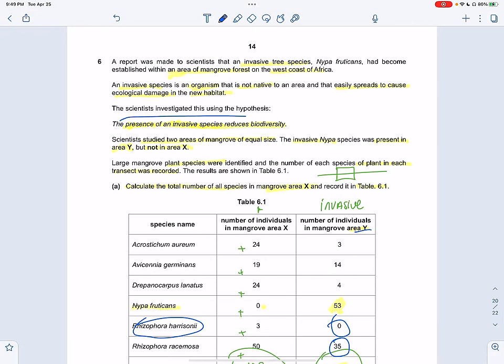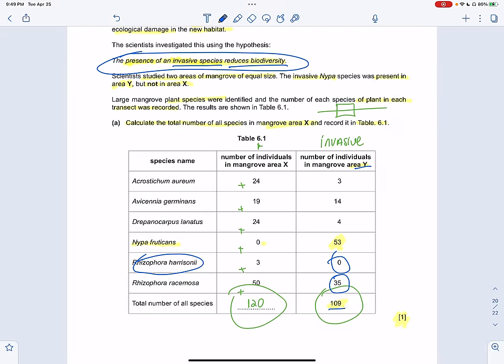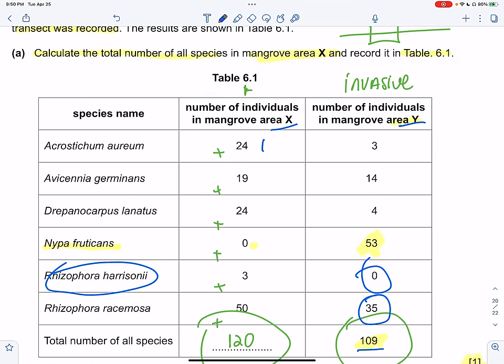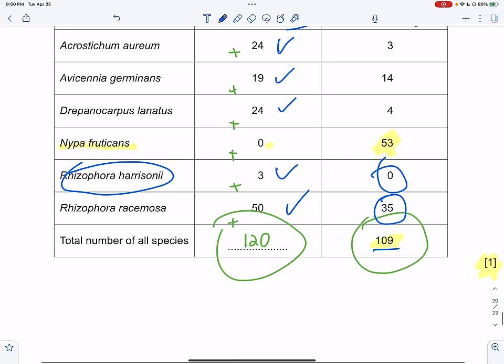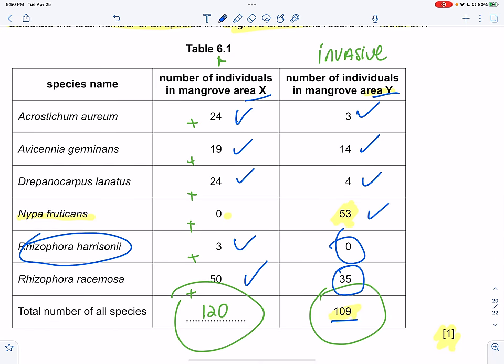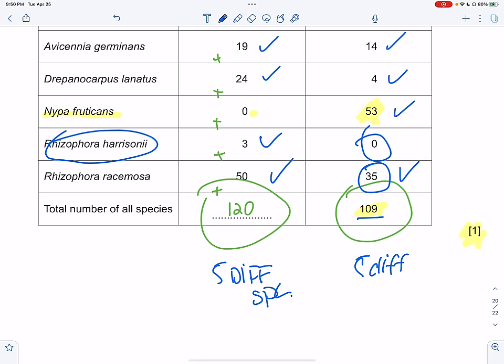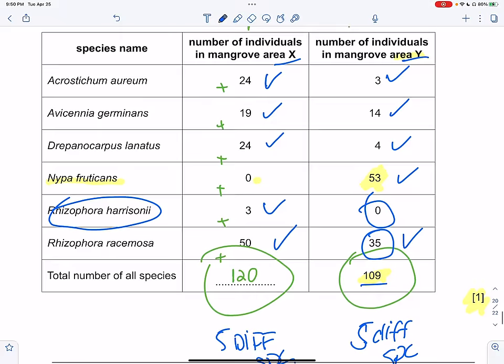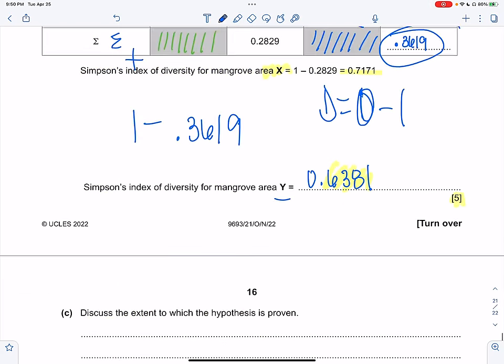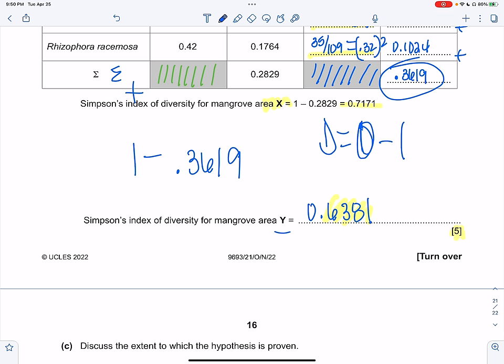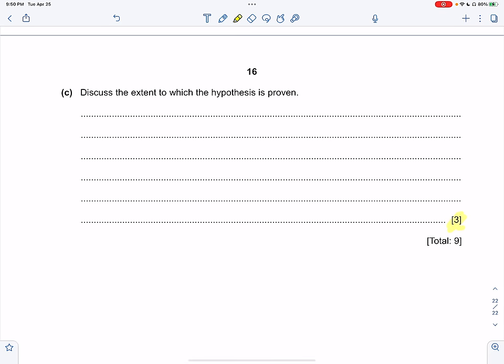Okay, and so back to their hypothesis, the presence of an invasive species reduces biodiversity. If we consider an area X, you have one, two, three, four, five different species. And this area Y, you have one, two, three, four, five. Again, also five different species. Their biodiversity index, though area Y is lower, it's not that much lower. You would definitely need to do more tests and have more data collected.